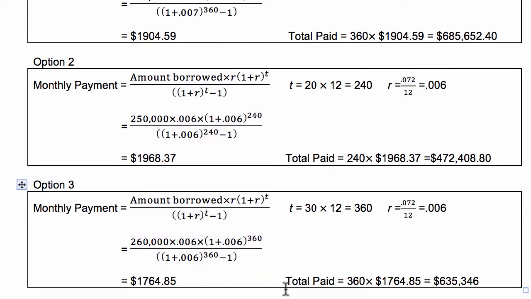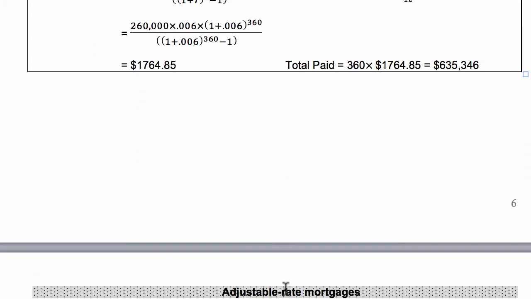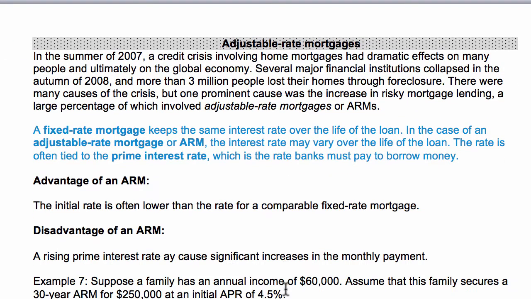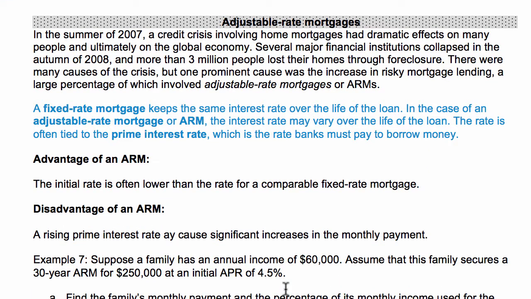This brings us to another type of mortgage, termed the adjustable rate mortgage, or ARM. In the summer of 2007, a credit crisis involving home mortgages had dramatic effects on many people and ultimately on the global economy. Several major financial institutions collapsed in the autumn of 2008, and more than 3 million people lost their homes through foreclosure. But one prominent cause was the increase in risky mortgage lending, a large percentage of which involved adjustable rate mortgages, or ARMs.